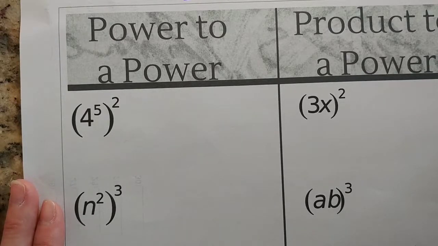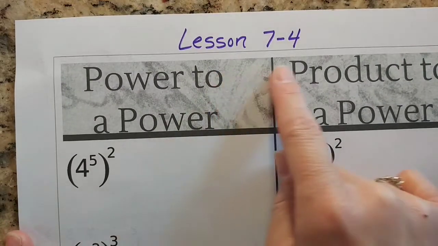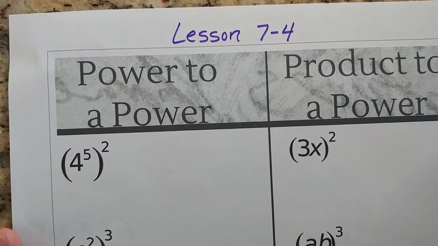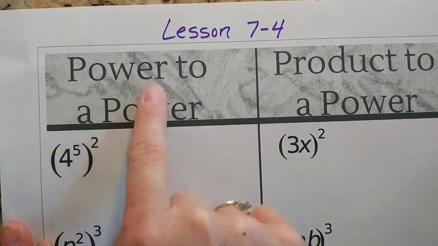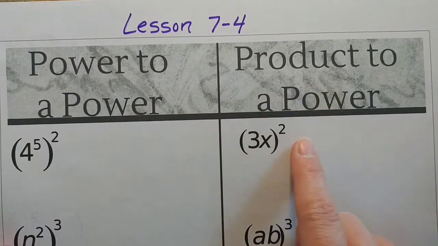Hi there, back for more exponent rules. Today we're going to be looking at lesson 7.4. We're going to look at two exponent rules. One is called power to a power, and the other one is called product to a power.